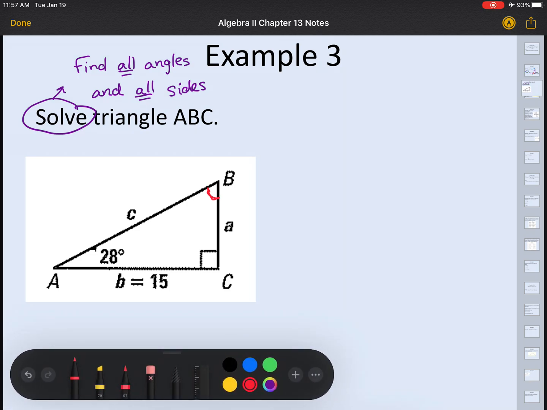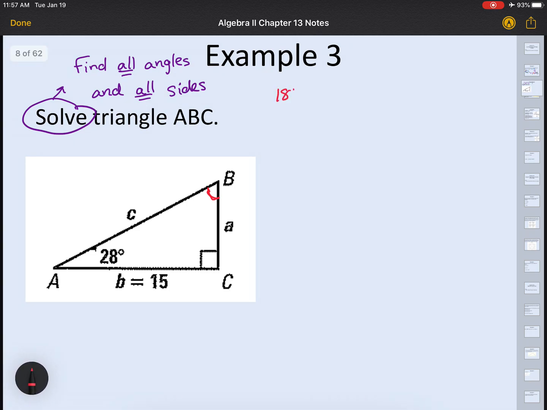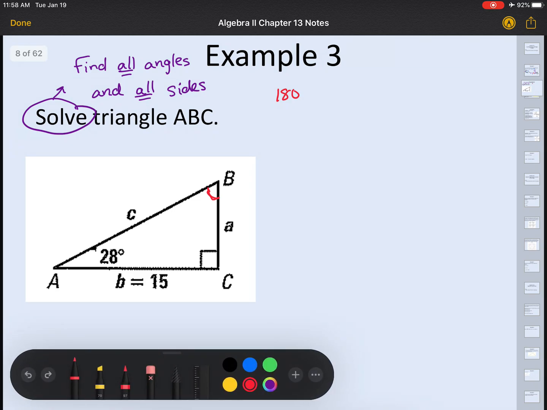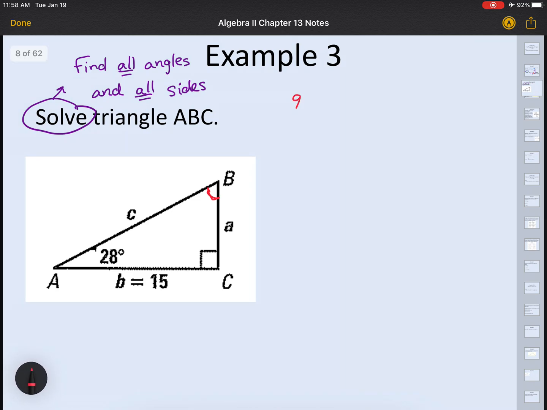Okay, well, we know that 180 degrees makes up the whole sum of angles in the triangle. And we know 90 of it, and we know 28 of it. So I know that the other two angles have to sum to 90 because we already have 90 right now. So the other two angles account for 90, and I'm going to subtract the one I know already, which was 28. And we get 62 degrees, which is angle B, or big B. So now we know all the angles. That was 62 degrees for angle B.